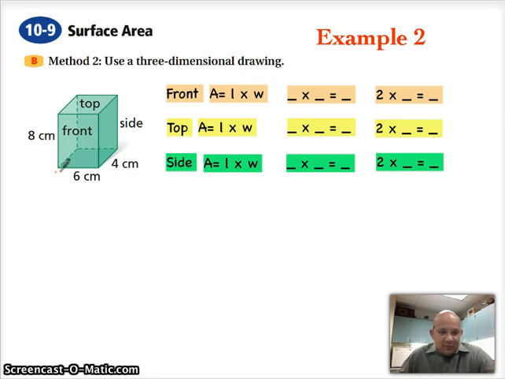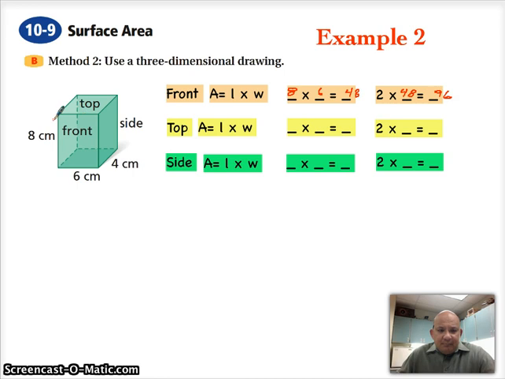So let's take a look at the front. The front is 8 centimeters by 6 centimeters. So I'm going to write 8 times 6, which gives me 48. Now the front and the back are congruent, so I'm going to multiply that 48 times 2, and that'll give me the area of both the front and the back sides. 2 times 48 is 96.